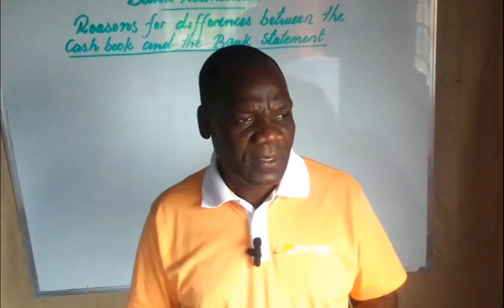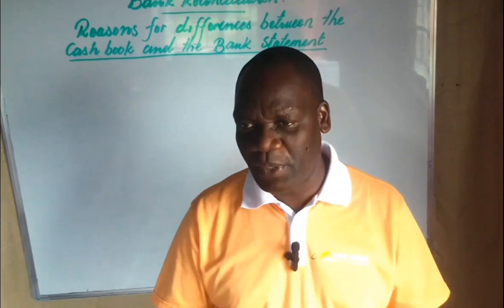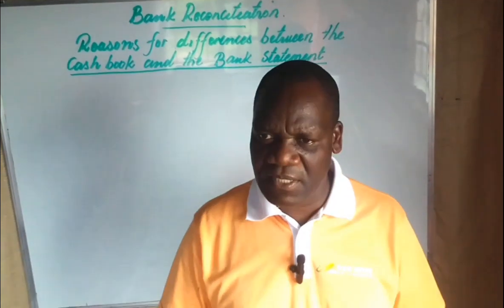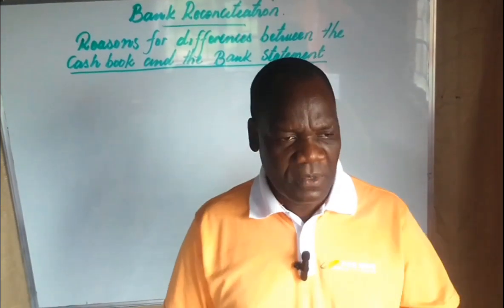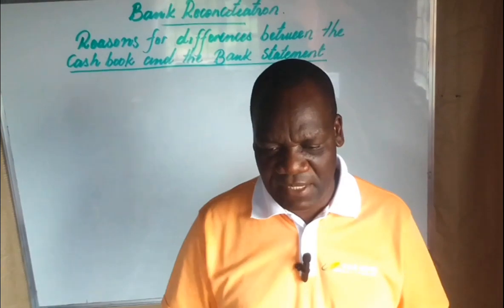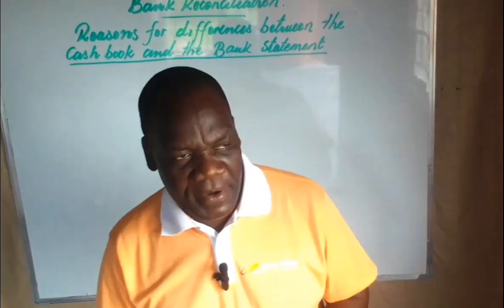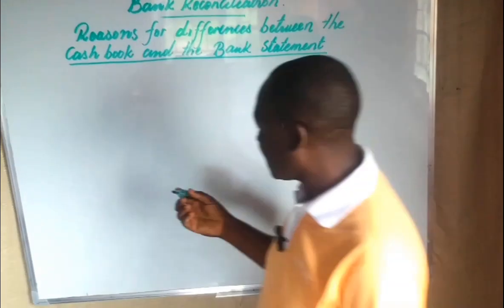So now, the first thing that we are going to do today is to look at the reasons that cause the two documents, the cash book and the bank statement, to have differences. So reason number 1 are the errors.